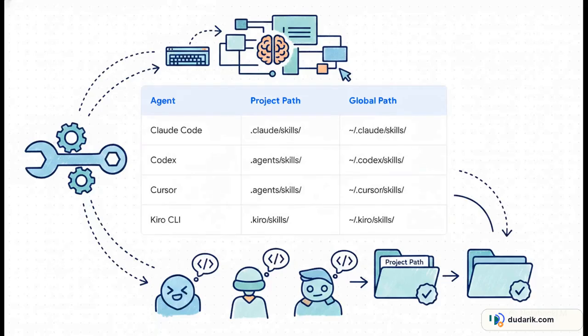And the compatibility is just fantastic. Because it uses that open specification we talked about, you don't even have to change your favorite coding agent to leverage NVIDIA's capability governance. Whether you're using Claude Code, CUDA-X, Cursor, or the Kiro CLI, the command simply places the verified skill into the exact project or global path that your specific agent is already expecting to read from.